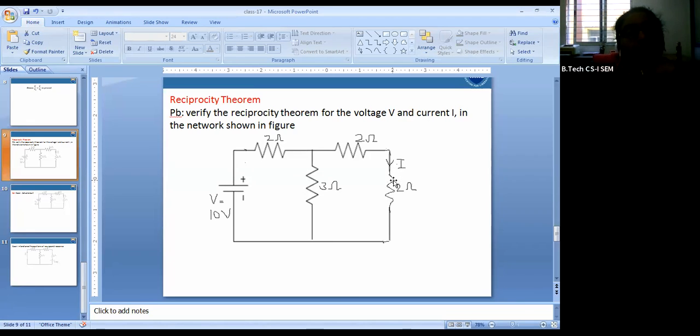Then the ratio V by I. Case one V by I, find the V by I ratio. Then for case two, this voltage source comes to this side, right? And we find the current I simply here, where the source is.